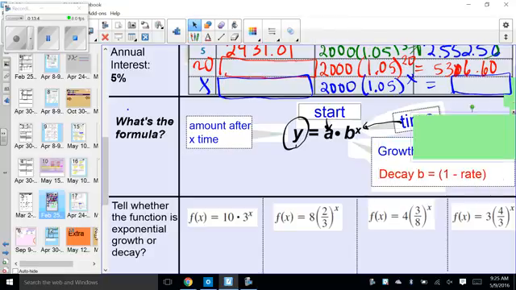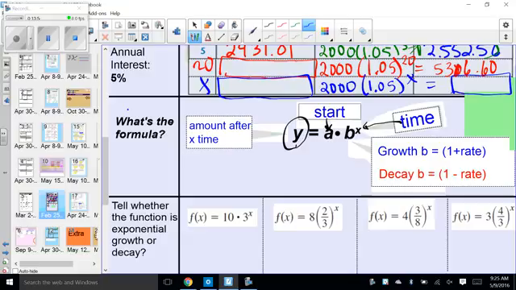Some things that we thought about in this process is that the growth is our B. When it's a growth, it's going to be 1 plus the rate. So in this case, it was 1.05, 105%. If it's a decay, we're losing money, we're eating half the candy bar, we're spending our bank account, then we would be subtracting, 1 minus the rate, all in percent decimal form.